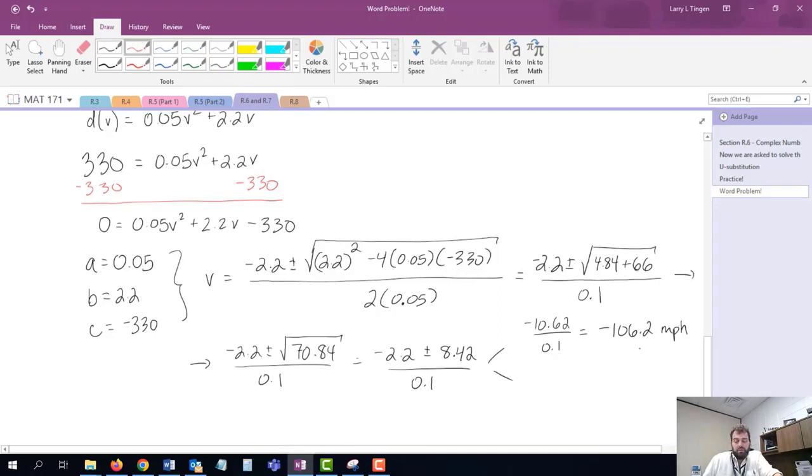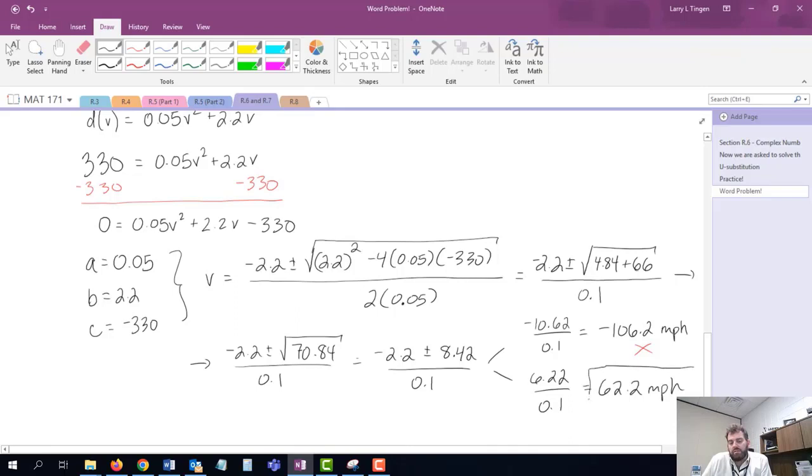Application problem, meaning I can't have negative speed, right? When I drive to work, I drive 55 miles an hour. When I drive back home from work, driving the opposite direction, I don't then drive negative 55 miles per hour. So we toss that answer, and we're left with what? Now I have negative 2.2 plus 8.42. So negative 2.2 plus 8.42 is 6.22 divided by 1/10, which is 62.2 miles per hour.